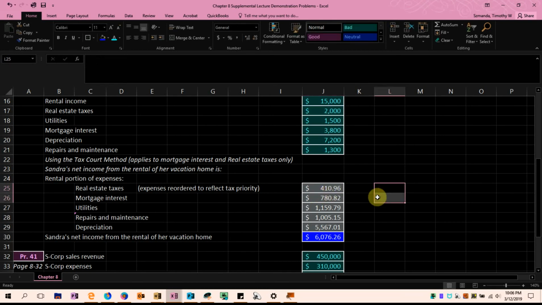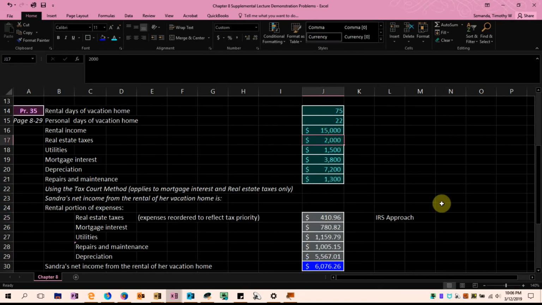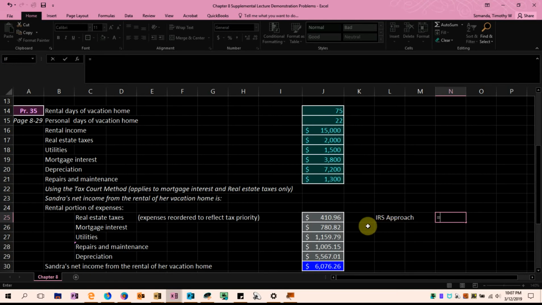By the way, had we used the IRS approach, and we wanted to allocate these real estate taxes of $2,000, that would have been different. Because here we would have still allocated the $2,000, but the denominator would have been the total of 75 and 22, which would have been 97 days. So the calculation using the IRS approach as opposed to the tax court approach would be the $2,000 of real estate taxes times the 75 days divided by the sum of 75 plus 22 total days used.